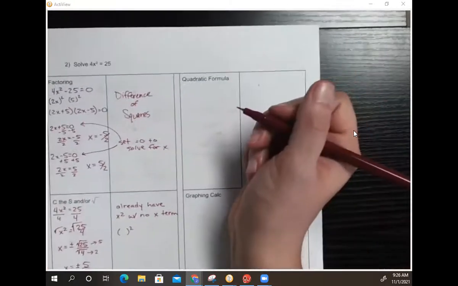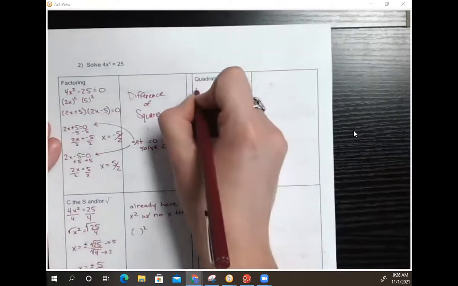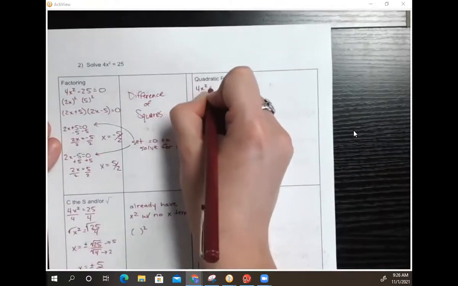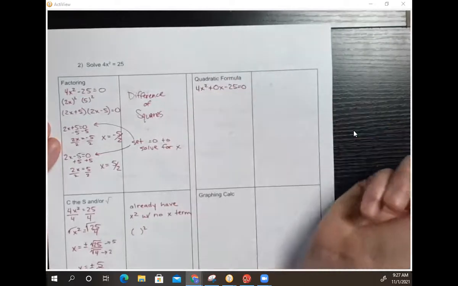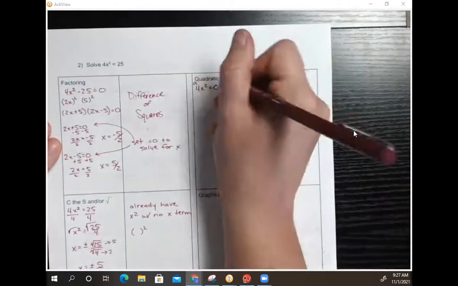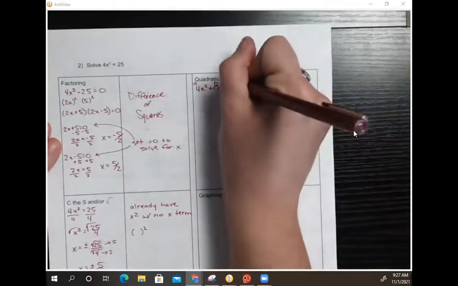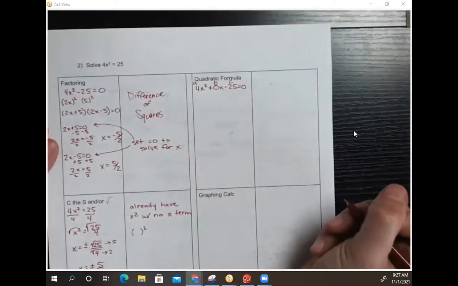Let's take a look at quadratic formula. We need standard form for quadratic formula. So from factoring, we know that we want 4x squared minus 25. But what we're missing here for quadratic formula is that b value, that x term. Since I don't see it here, that means that b had to be 0. So 4x squared plus 0x minus 25 equals 0. 4 is my A, B is 0, and C is negative 25.